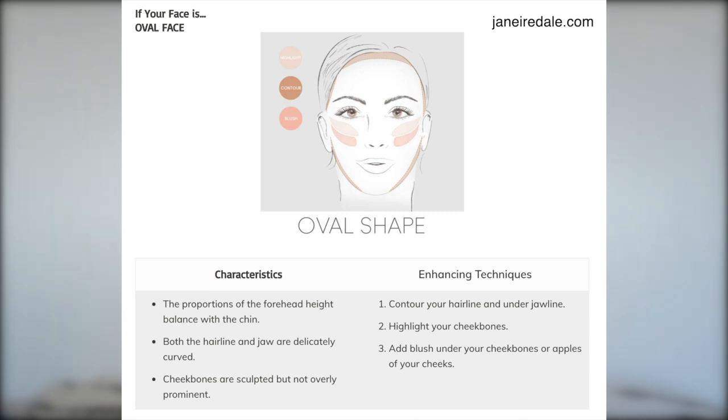Enhancing techniques. Contour your hairline and under the jawline. Highlight your cheekbones, add blush under your cheekbones or apples of your cheeks. So I'm not supposed to put bronzer underneath my cheekbones?